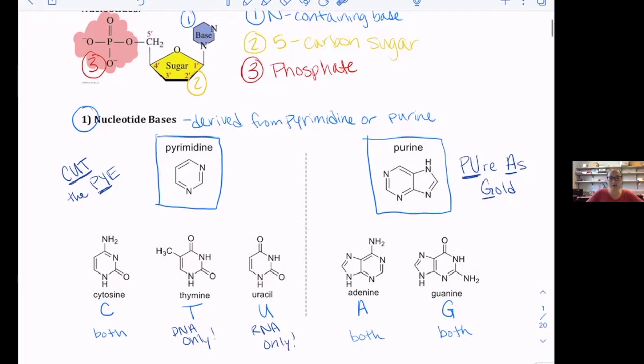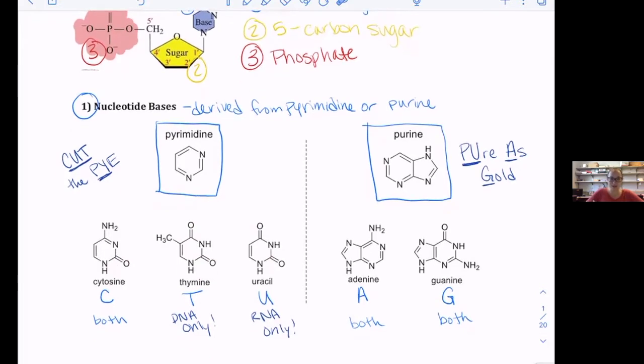And then these 3 nucleotides would be cytosine, which is this one here, which both DNA and RNA have. Thymine, which is the T, is this structure, and this is only found in DNA. And then uracil, which is U, this structure here, this is only in RNA. So thymine and uracil will kind of just swap with one another in DNA or in RNA. So if it's a T in DNA, it would be a U in RNA.